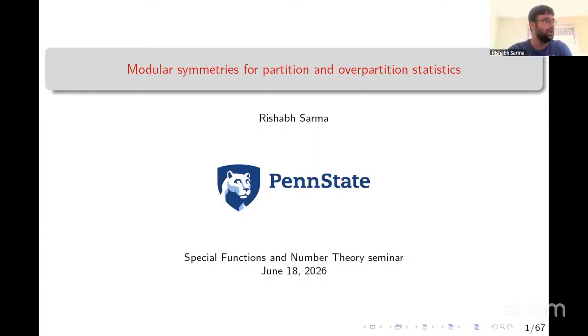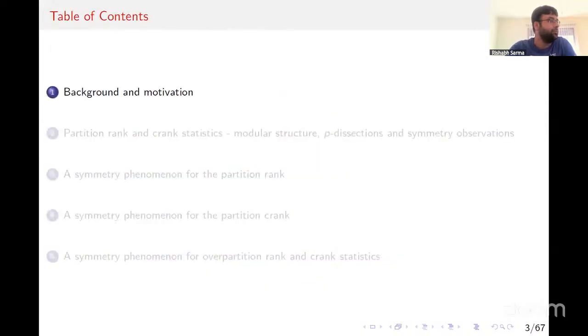This is a work which involves some joint work with my PhD advisor Frank Garvan, and a part of it is also something that I did during my PhD. So when I say partition and over partition statistics, I mean rank and crank functions. So, some background and motivation.